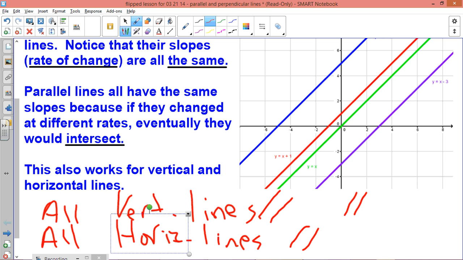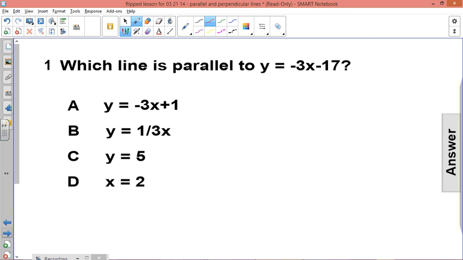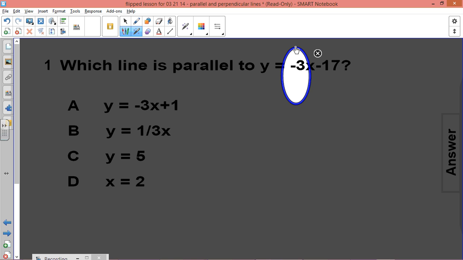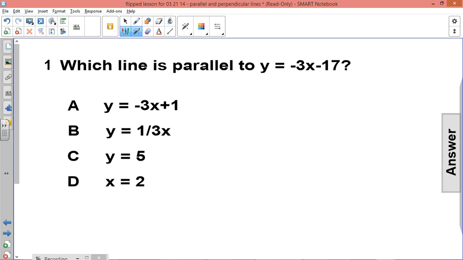Okay, so let's jump right into answering questions. Which line is parallel to y equals negative 3x minus 17? Well, all we have to do here is look at this equation. This is y equals mx plus b form, so my slope is right there, right in front of the x. So my slope is negative 3.